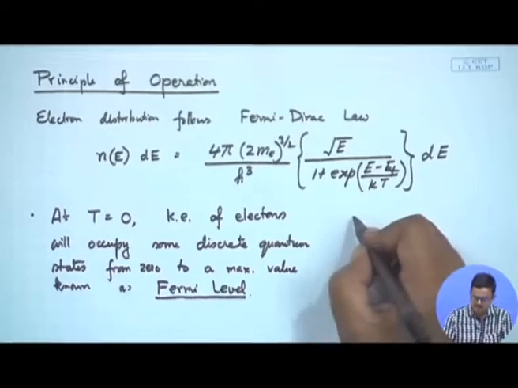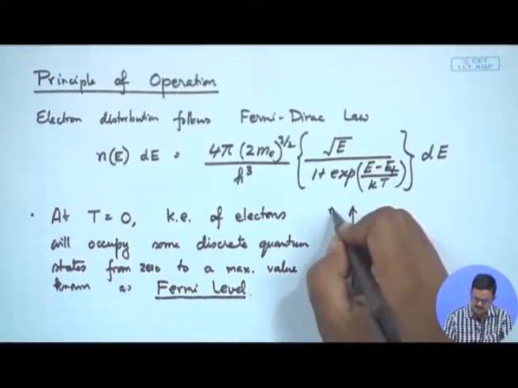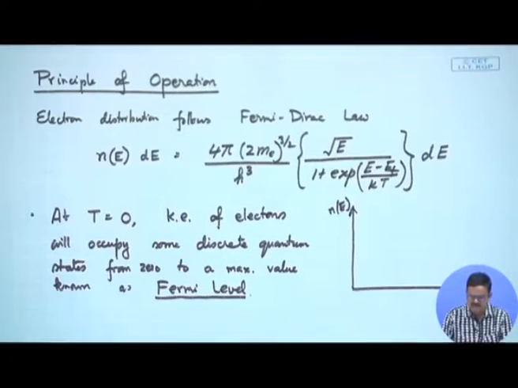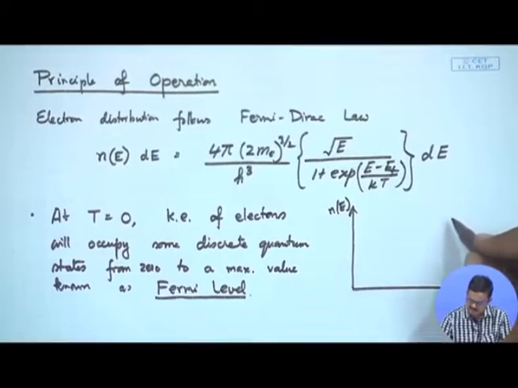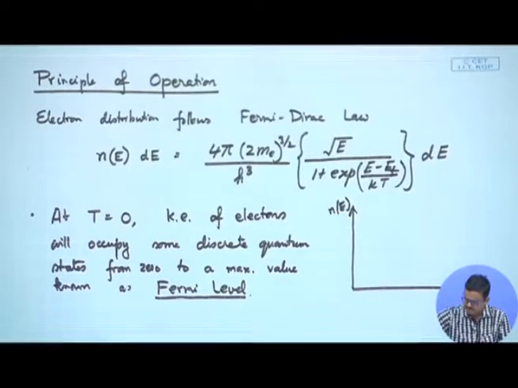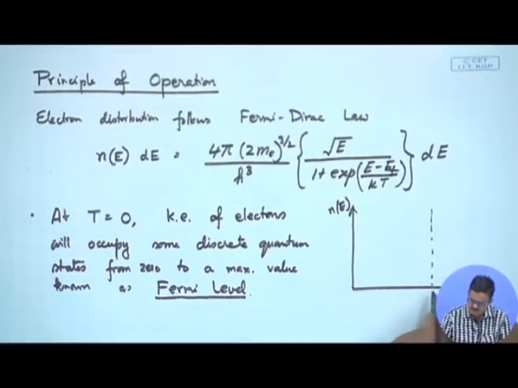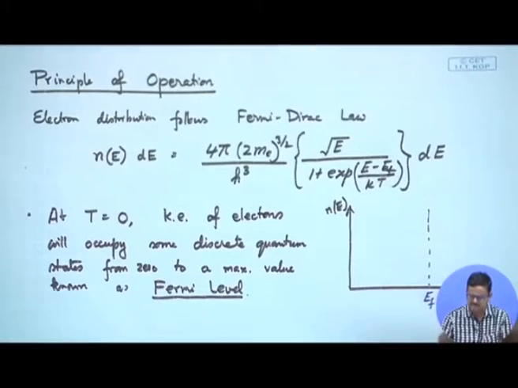So, if I have to draw it in this manner, let us say this is n of E and this is E, the energy axis. Then there is a maximum limit, and let me call it E f. That represents the Fermi level. I won't say that is exactly equal to the Fermi level, I will talk about why.